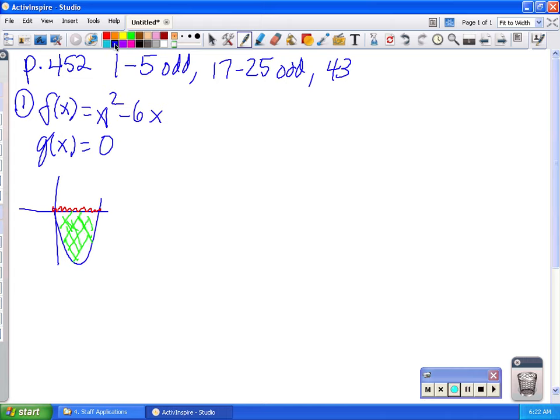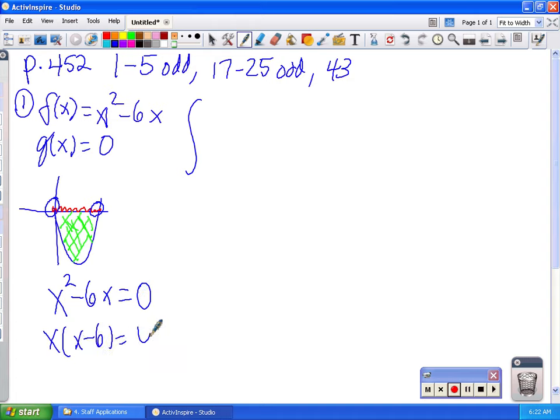So the area between those two curves would be the integral. We need to find the point of intersection between the two curves, so we need to find this point right here and this point right here, which are really the x-intercepts. So we're going to set x squared minus 6x equal to 0, factor out the x, and we get x times x minus 6. So our zeros are x equal to 0 and x equal to 6. So we're going to find the area from 0 to 6.